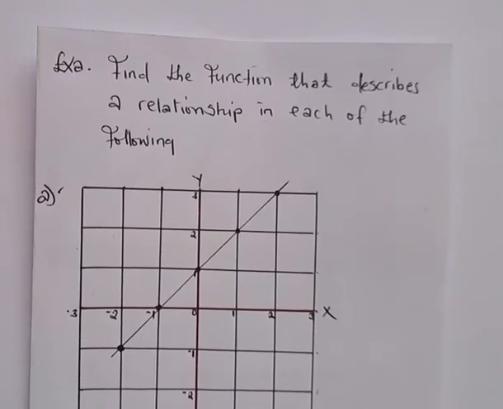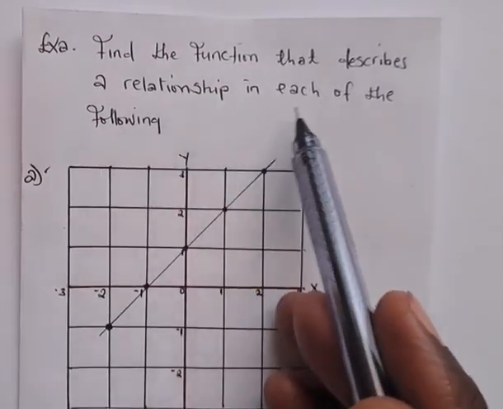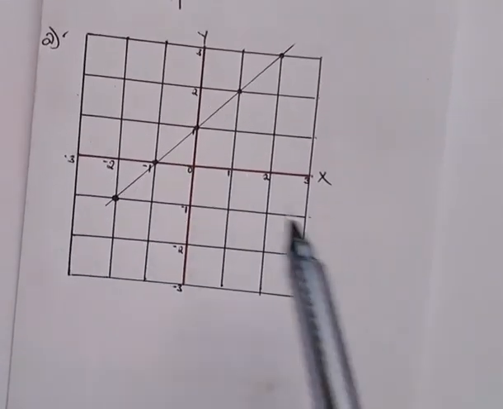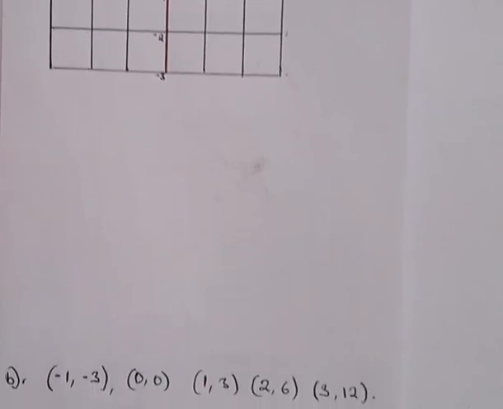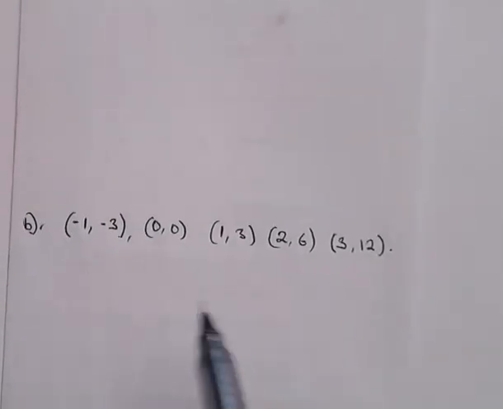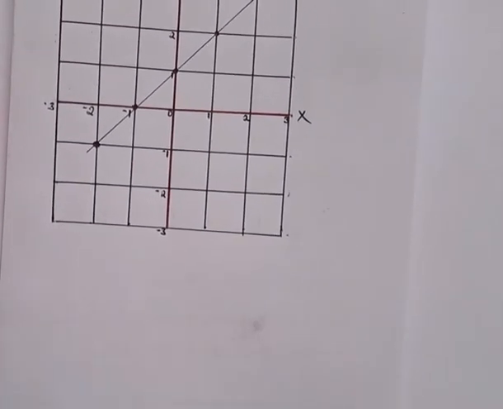Okay, so we have an example here. It says find the function that describes the relationship in each of the following. The first one that we have is where we are given the graph of a straight line, and of course we also have one where we are given the set of ordered pairs. So now how do you solve such?